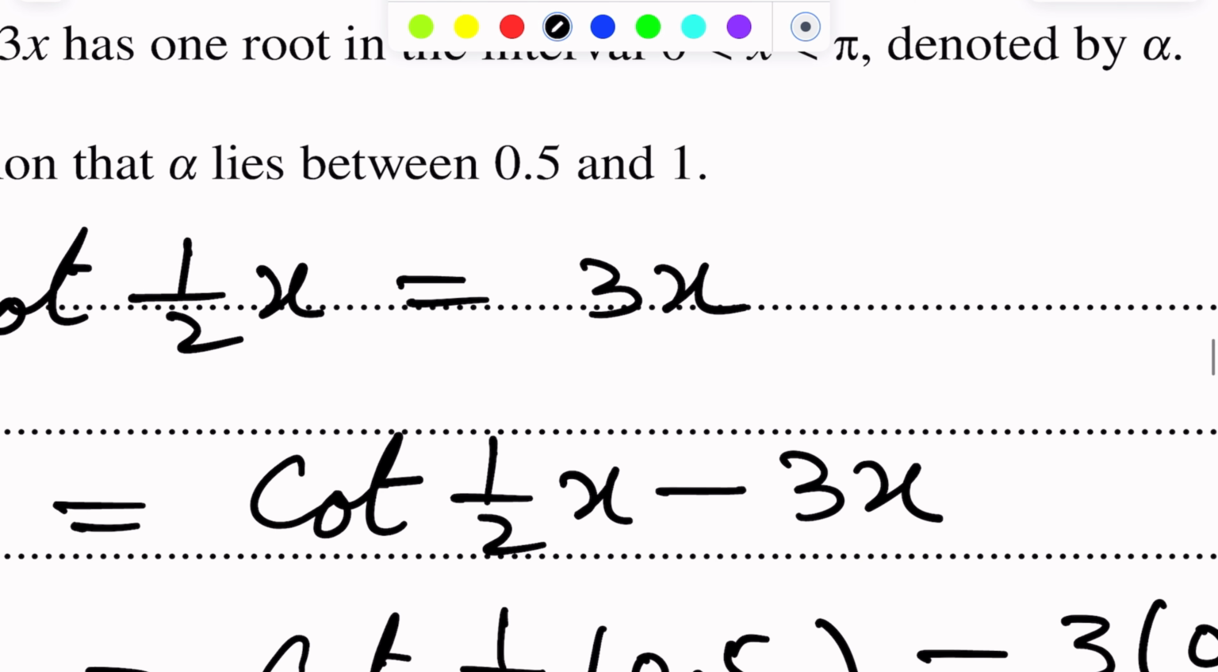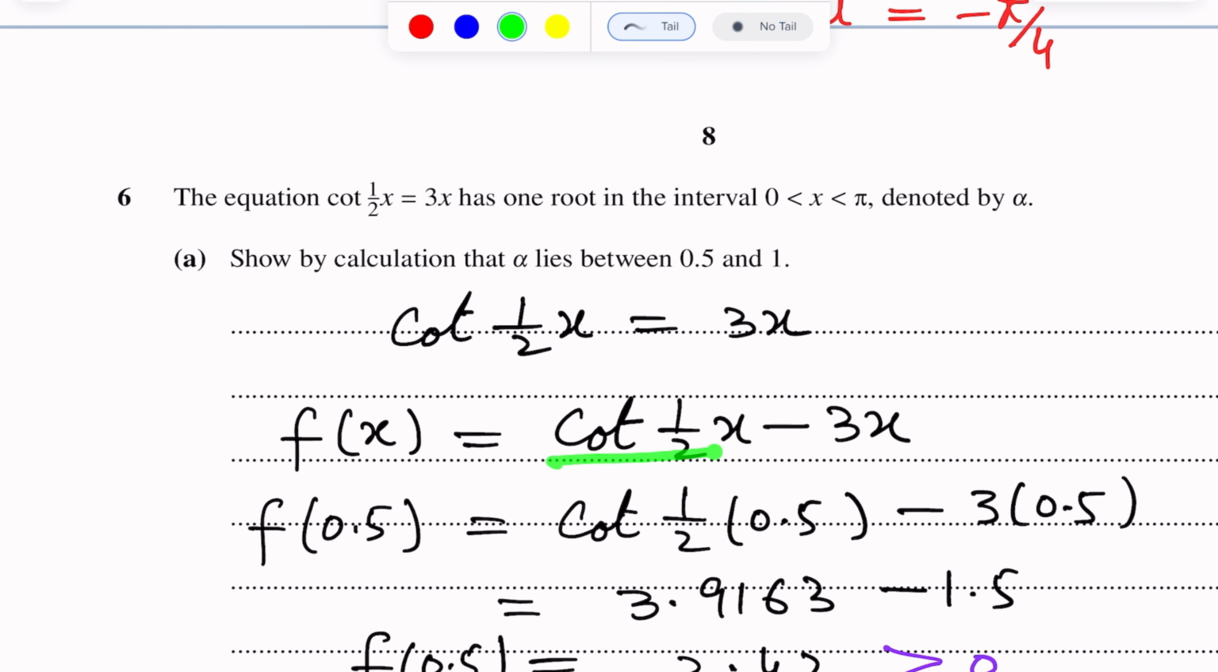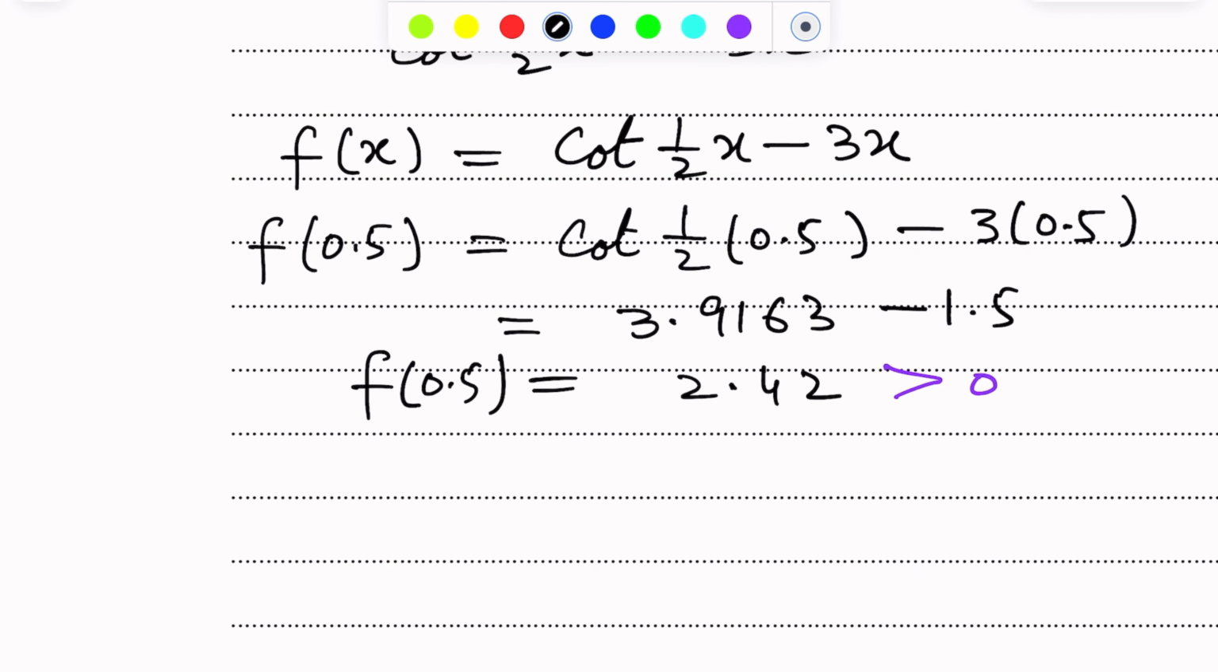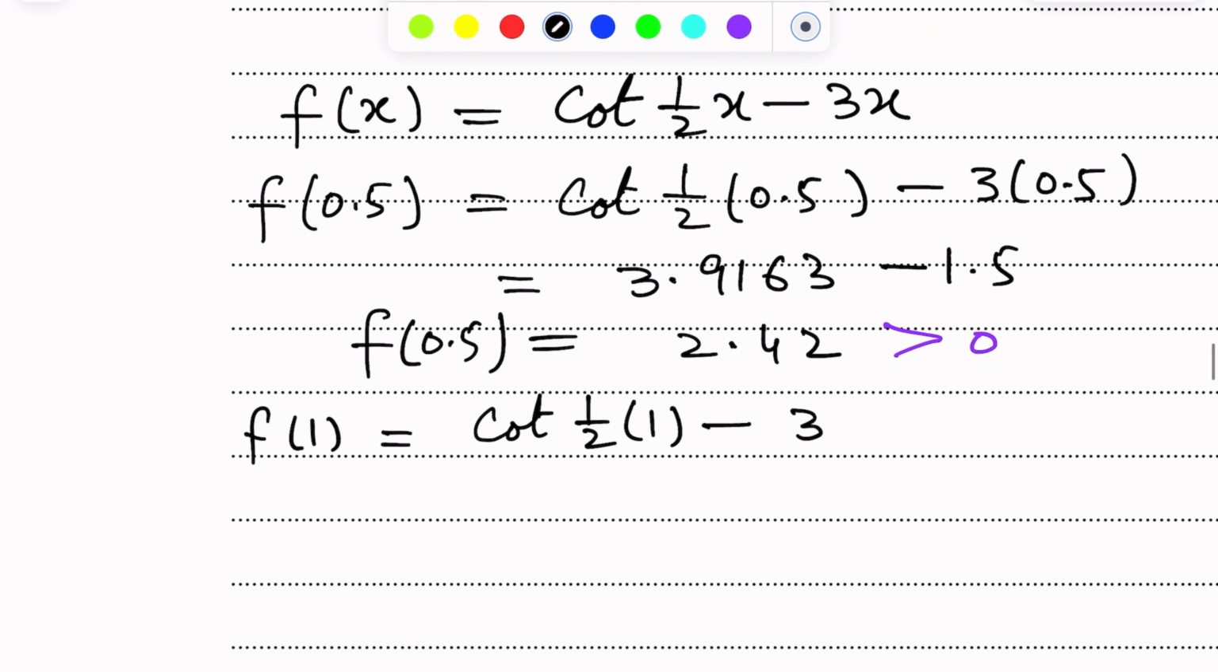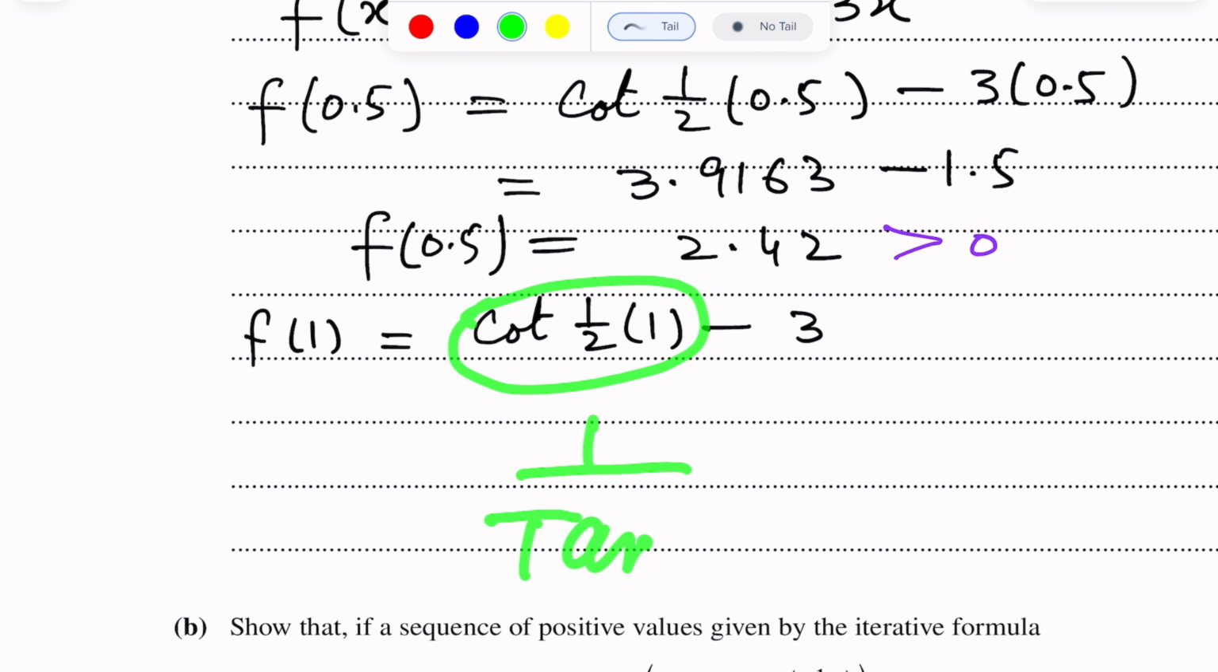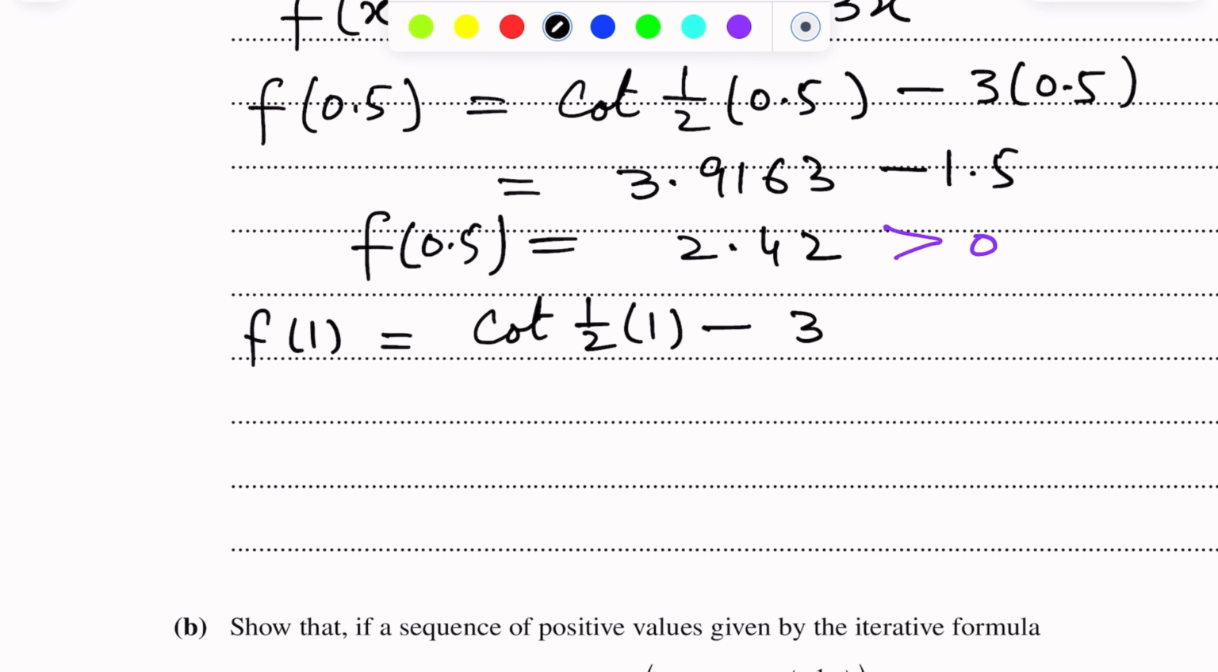Similarly, we will find f(1), putting the value of x as 1. So f(1) will be cot(1/2 times 1) minus 3 times 1. Again we will calculate cot(1/2), which is 1 over tan(1/2). We get this value minus 1.17, so clearly this value is negative.